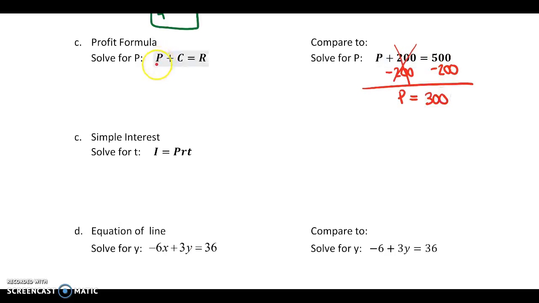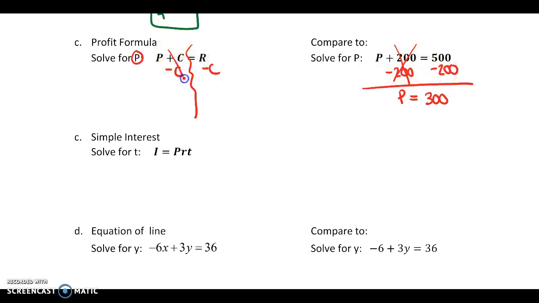Now, if I want to do it to my equation with variables, I got to do the same thing. So I'm trying to get P alone. If you look at the side with the P on it, what is bothering the P? That's the C. So I have P plus C. How do I undo adding C? I would have to subtract C. Just like I did in this equation over here, I subtracted 200.